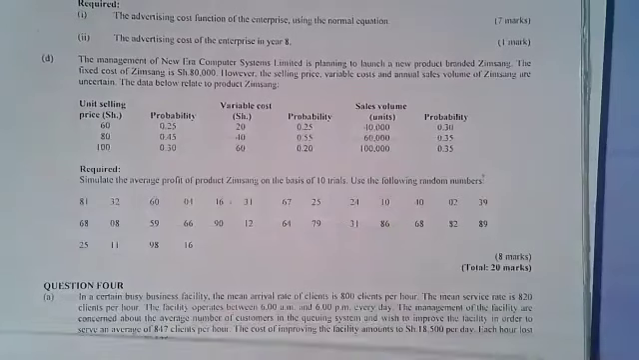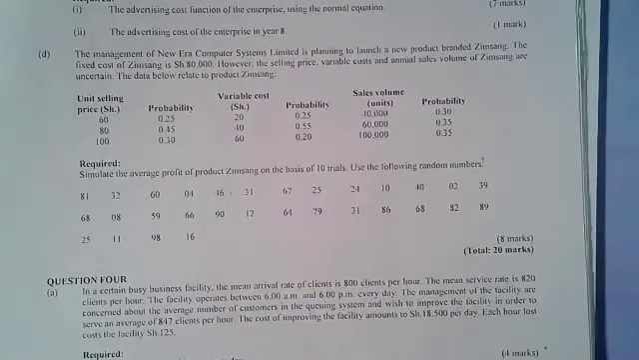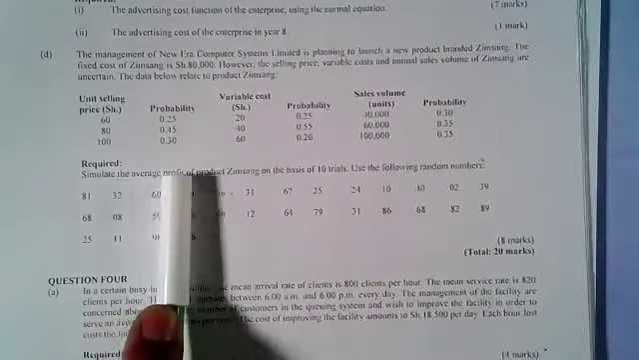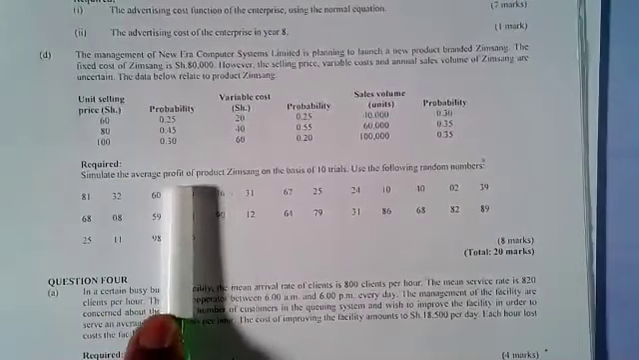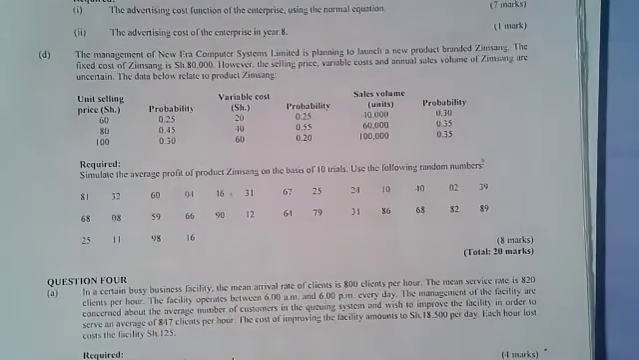And how can you identify the objective of the company? You can identify the objective of the company from the question itself. For example, in this case, required, we are told to simulate the average profit. You see, they want the profit. So you know automatically that the objective is profit maximization. So let's apply the steps forward. We say that step number one, you identify the objective.